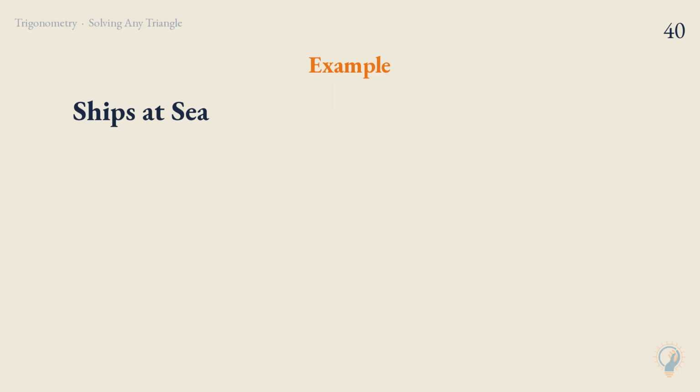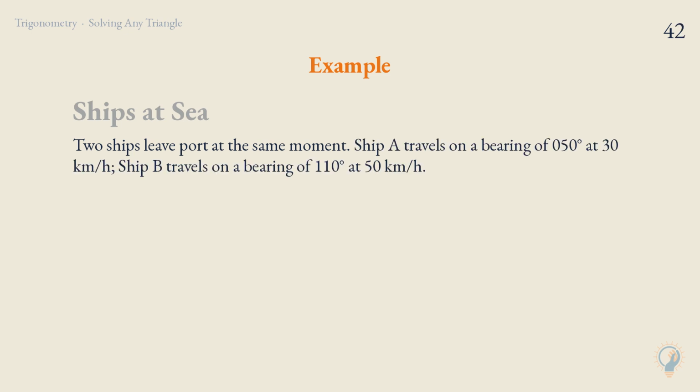Worked example, ships at sea. Two ships leave port at the same moment. Ship A travels on a bearing of 050 degrees at 30 kilometers per hour. Ship B travels on a bearing of 110 degrees at 50 kilometers per hour. How far apart are the ships after 1 hour?